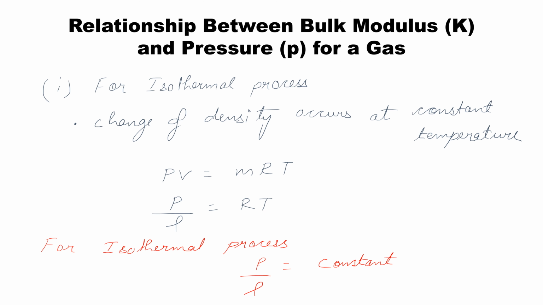And for the isothermal process we can see P by rho is constant. Why is it constant? Because we know that R is a constant value for a gas, and here we are talking about the isothermal process, so T will also be constant. So this value will become constant, that is P divided by density, or pressure divided by density, is equal to constant.